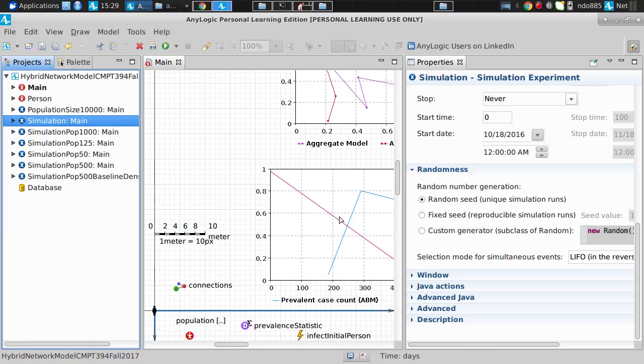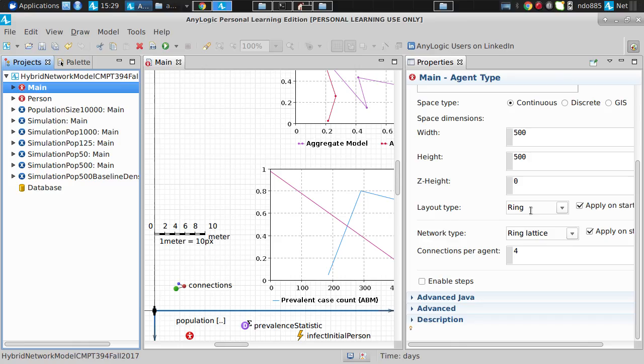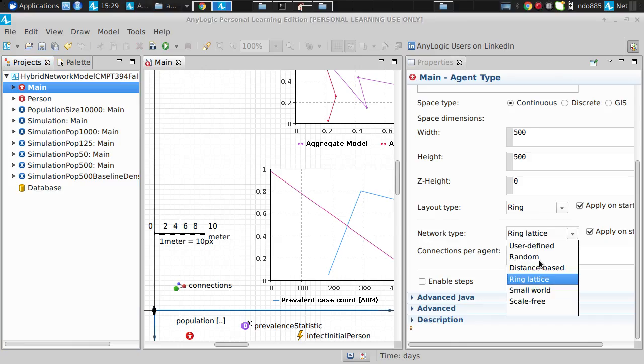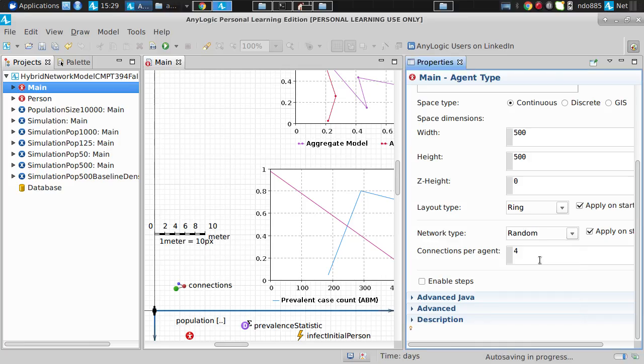Okay, let's keep our focus, though, on the networks. Let's go to main. This is you with two connections on either side. Next, I'd like to do an entirely different sort of network. Ladies and gentlemen, we've been dealing with two types of networks, to wit, distance-based in 2D and ring lattice 1D, that are very localized.